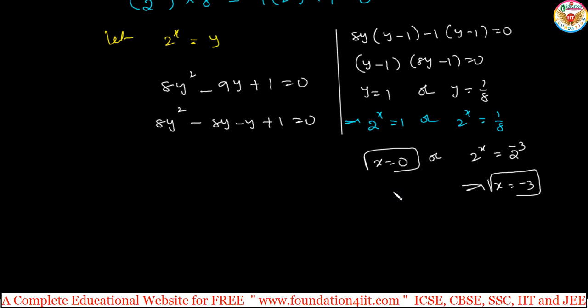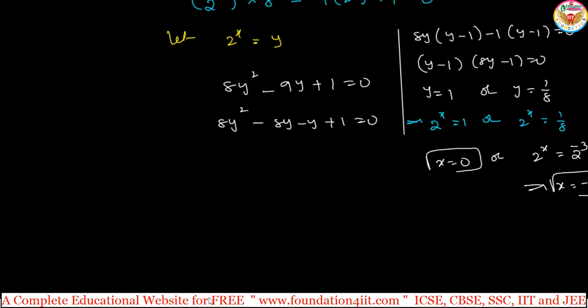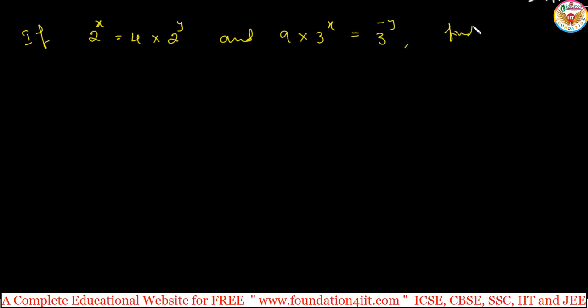This is the solving. And combination of equations will show one problem. Now the question is, see this problem, 2 to the power x is equal to 4 into 2 to the power y, and two equations in this, 9 into 3 to the power x is equal to 3 to the power minus y. So find the value of x and y. Find the value of x comma y, you have to solve now.